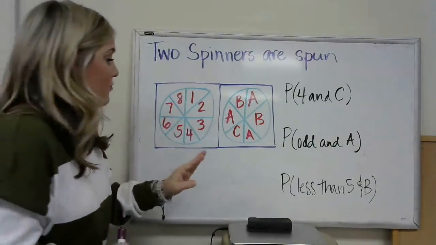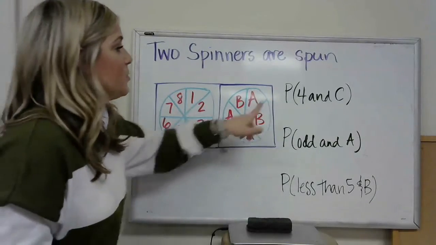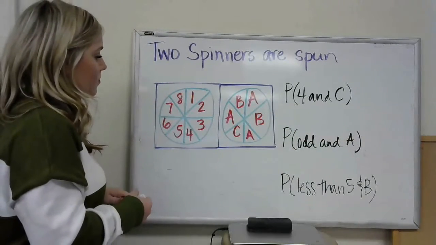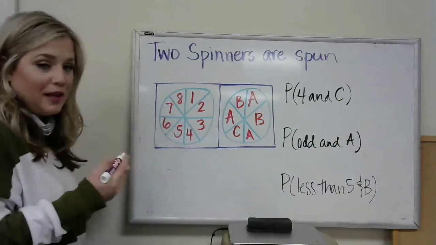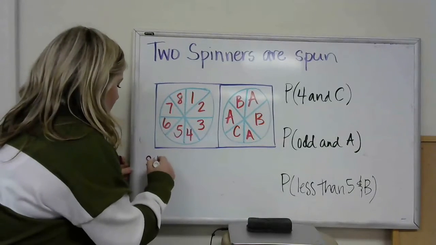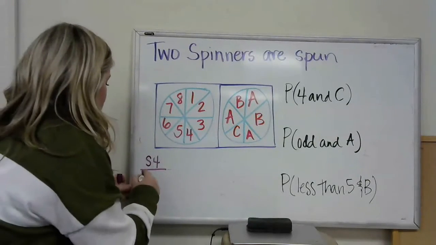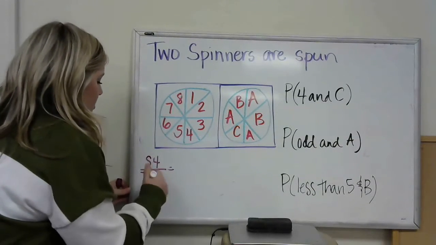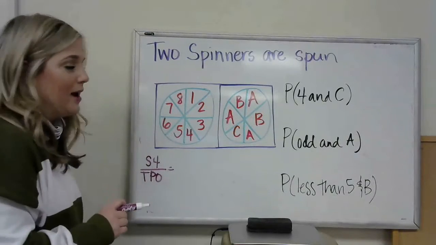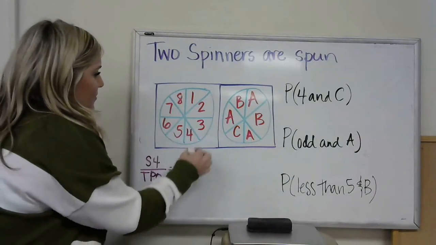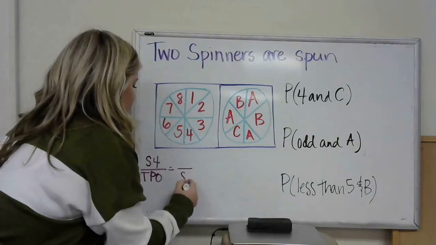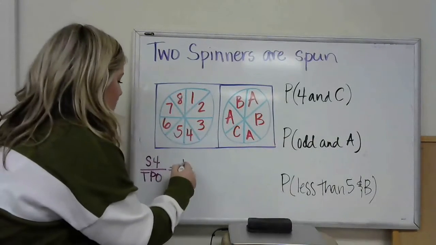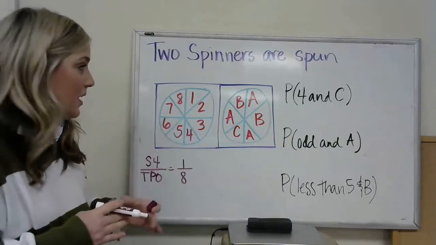The first one we have to find, and I'm going to work my problem out down here and then put the answer, is the probability of spinning a 4 and a C. Here's my spinner, and I've got to do my labels. Spinning a 4, I'm going to do S4 for spinning 4, out of total outcomes possible. If you wanted to, you could do TPO, total possible outcomes. I have 8 total outcomes, but I only have one 4. So that's 1 out of 8. I have a 1 in 8 chance of spinning a 4.